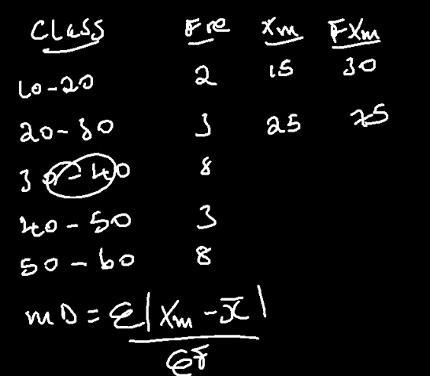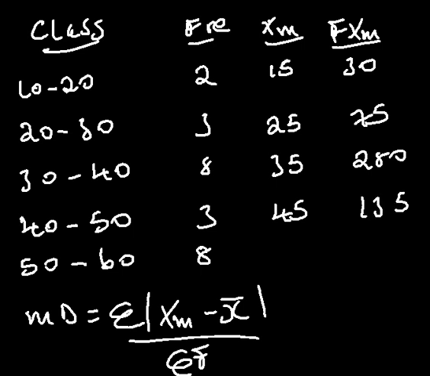And how about here? 30 plus 40, that is 70, divided by 2, we have 35. So 8 times 35, that is 280. And we have 40 plus 50, that is 90, divided by 2, that is 45. And 45 times 3, that is 135.